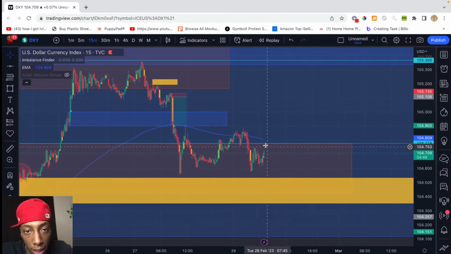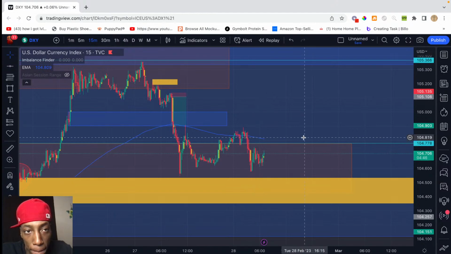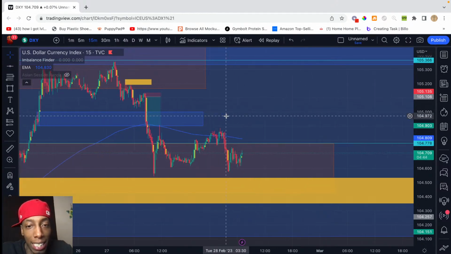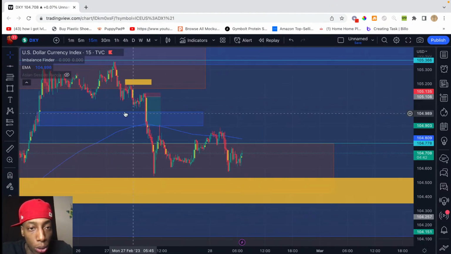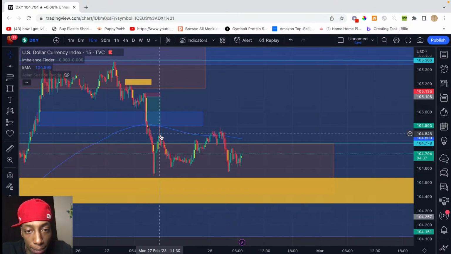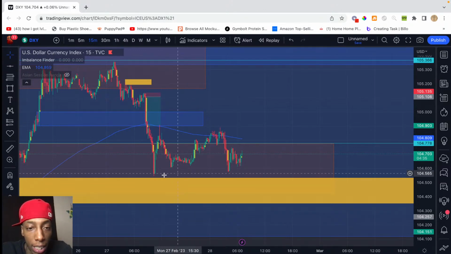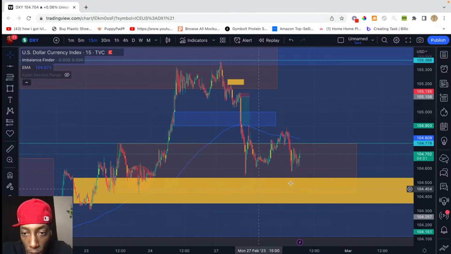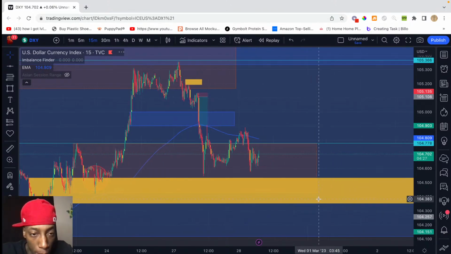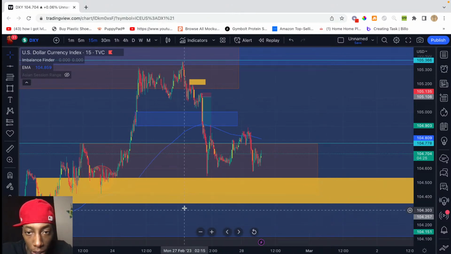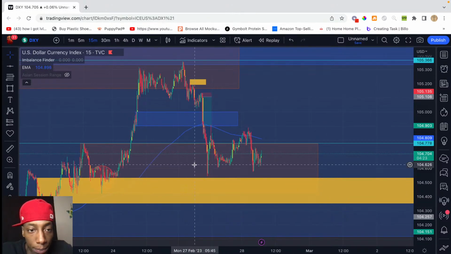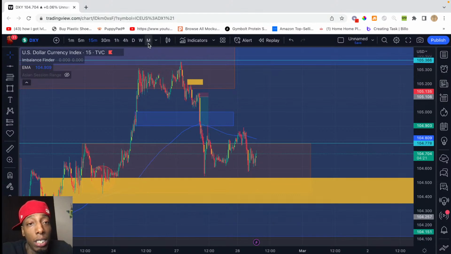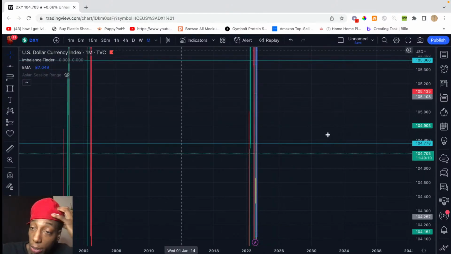Alright, y'all can see the DXY is still dropping. Broke structure right here. Dropped, came up, didn't quite clear this, came all the way down to this 50% golden zone. This yellow right here is a golden zone that I marked off. So we're gonna do our top-down analysis starting from the monthly chart on the DXY.